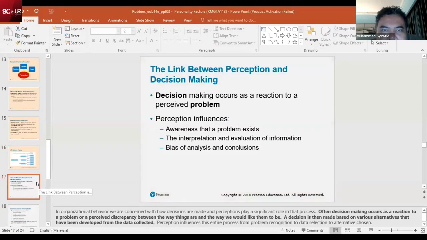So what's the link between perception and decision making? Decision making occurs as a reaction to a perceived problem. Remember, decision making occurs as a reaction to a perceived problem. So you need to perceive certain things very well. Perception influences awareness that a problem exists. Perception influences the interpretation and evaluation of information. And perception influences bias of analysis and conclusion.